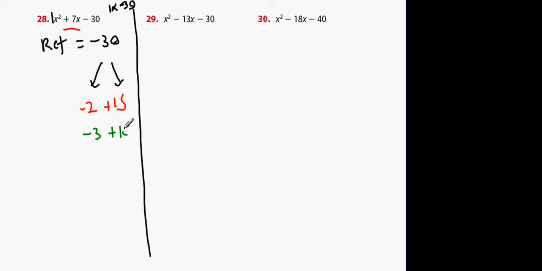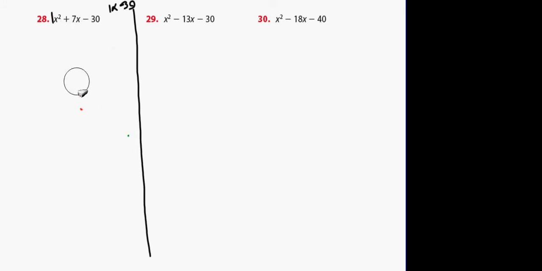Now as you can see, minus 3 and plus 10 works perfectly, okay? So use minus 3 and plus 10 in the middle. So we're going to get x squared plus 10x minus 3x minus 30.